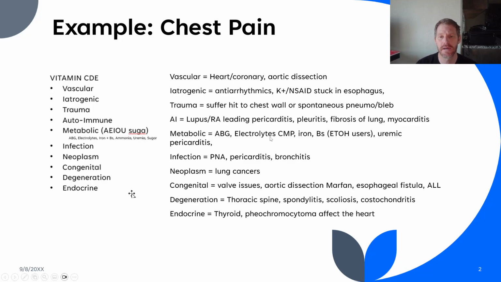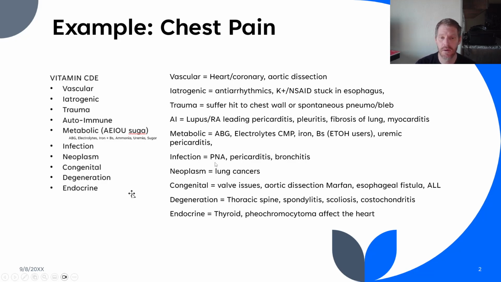Electrolytes obviously can affect how the heart functions. Iron, hemochromatosis can affect the heart. As the iron builds up, it's very toxic to the muscle cells. With B vitamins, we're thinking more like alcohol users, things like that. Uremic syndrome, so end-stage renal disease, missing dialysis, AKI, acute kidney injury. Uremia can cause a pericarditis, which can cause chest pain.